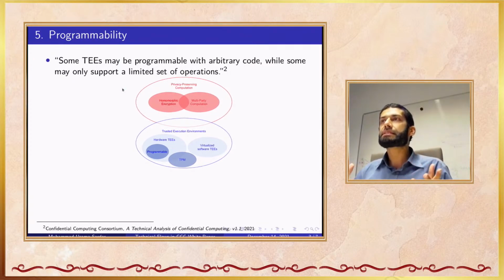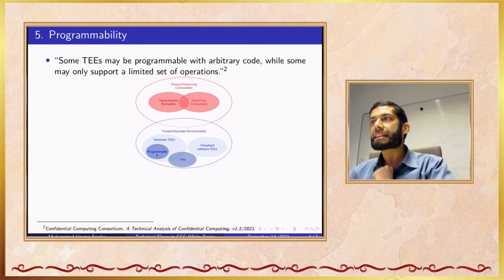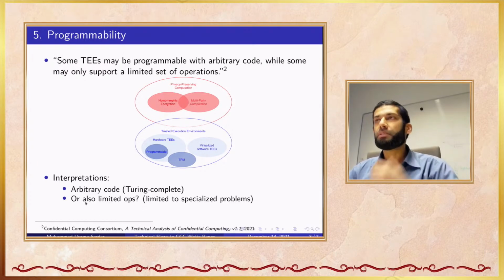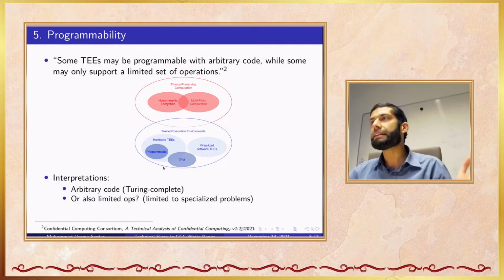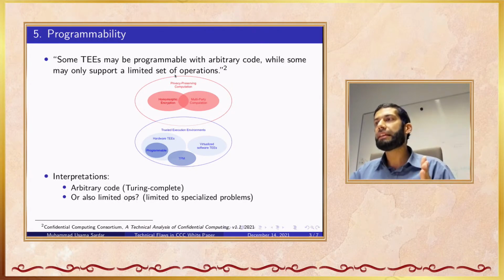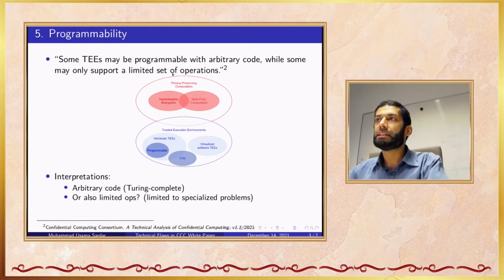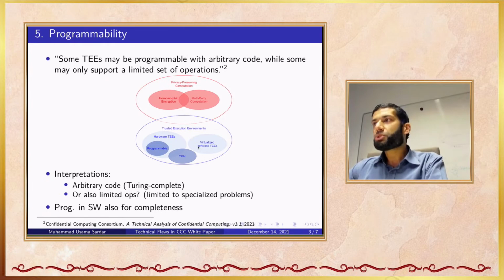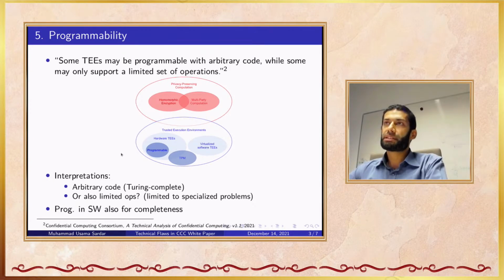And this sentence has no clarification whether the definition of programmable here is meant to be programmability with arbitrary code, or, secondly, a possible interpretation on the other end: is this part with the limited set of operations also going to be considered as programmable? So there are at least these 2 interpretations and a number of interpretations in between of what exactly programmability is. And for completeness, we have a set of programmability here. It should also be shown in the software trusted execution environments.